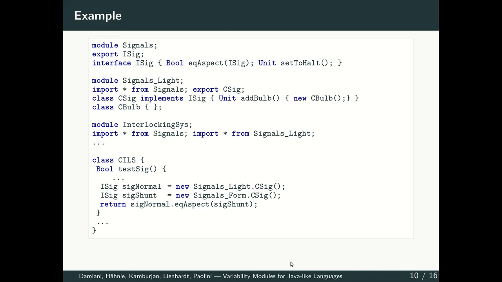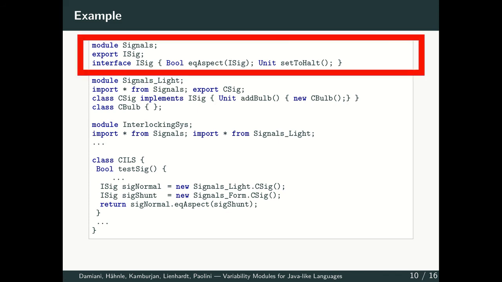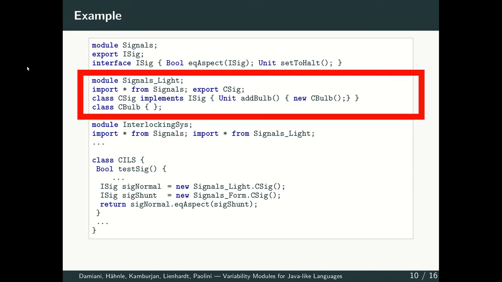So this is the flattening of the example I have shown you before. We have one module signals which contains only the previously unique interface. And the interface is still unique in the sense that there's only one copy, there's still only one interface signal. And then we have, for each needed variant, here signals light and signals form, one module, and here we import everything from our original copy. We have adapted the export clause, and now we have here the bulb and the variant of the signal which creates new bulbs. And then we have a second module which looks the same except without bulbs for the form signal.